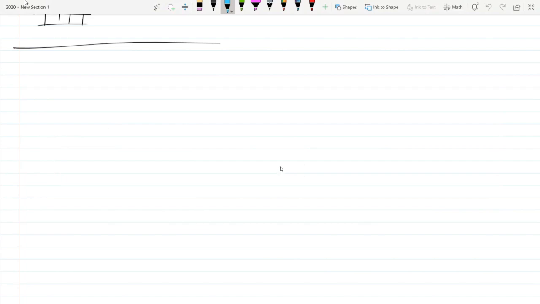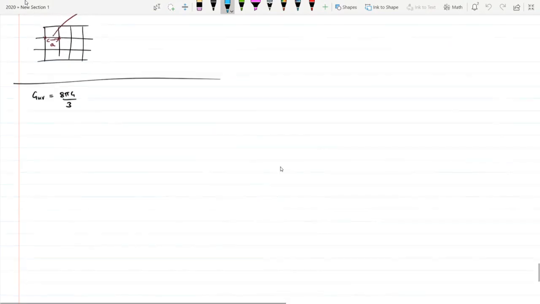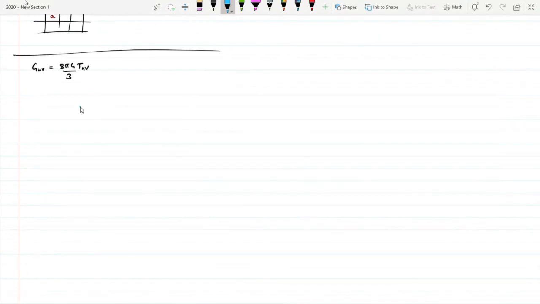Okay, so what are the assumptions that we have with our starting point when we talk about a black hole? Okay, the first assumption is, hang on. Okay.